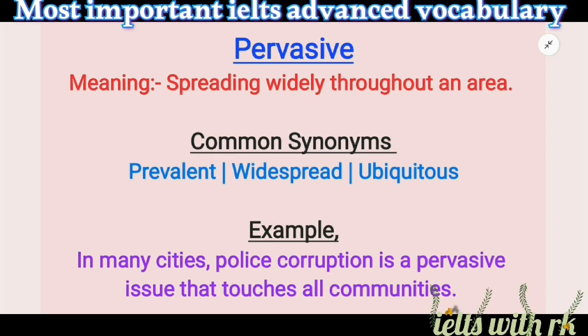Pervasive. Spreading widely throughout an area. Prevalent. Widespread. Ubiquitous. In many cities, police corruption is a pervasive issue that touches all communities.